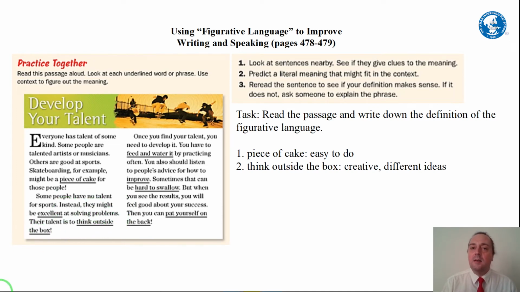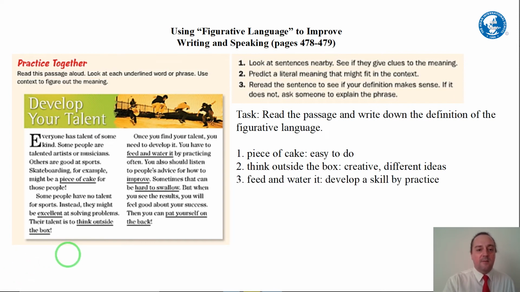To think outside the box is to be creative, to have different ideas. If we're in the box, then we do things one way. To be outside the box is to think differently. Okay, the next one is feed and water it. So once you find your talent, you have to feed and water it.